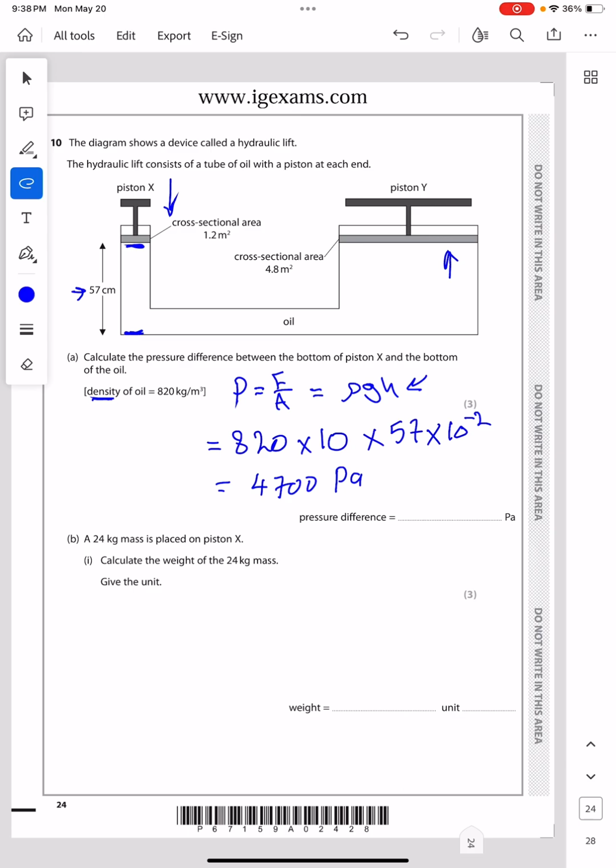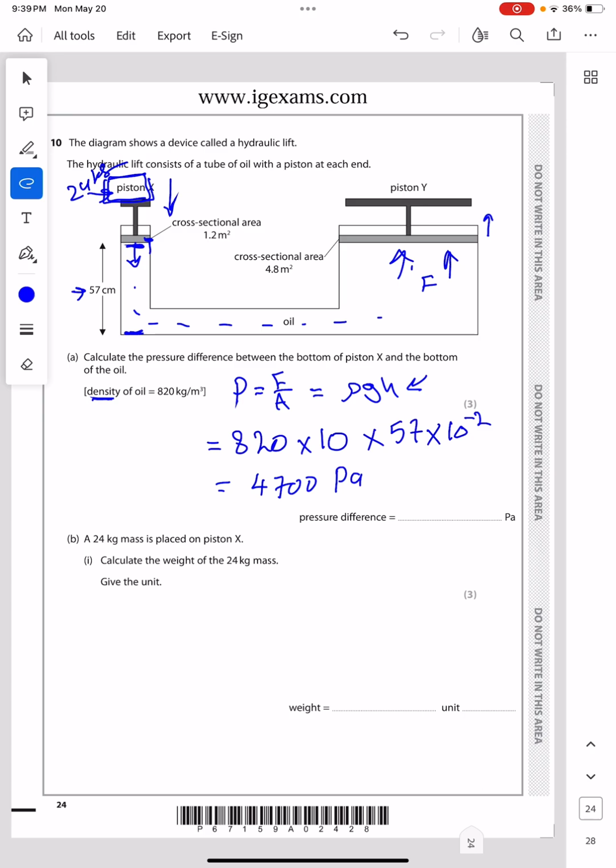I hope it's clear. So we're going to go to part B, which is, they're saying if we add some kind of a mass here that is 24 kilogram. If you add a mass over the piston, of course, you're going to be adding more pressure on the oil, which means that this piston is going to move downward. This is going to affect the other piston, which will make it go up. So we have a net force going upwards here because of the pressure on piston X that is due to the extra mass.